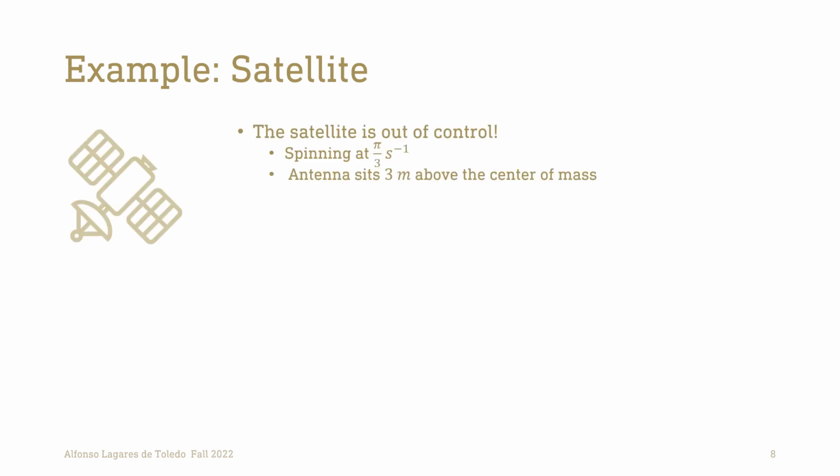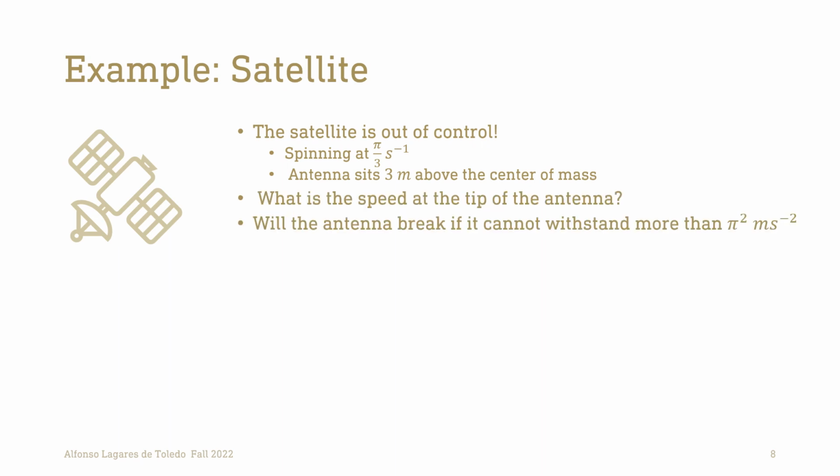Finally, in order to understand how we can apply these concepts to the aerospace field, let's consider the case of a satellite orbiting Earth. This satellite has spun out of control and is spinning at pi over 3 radians per second. Now, this is a communication satellite, so the antenna sits 3 meters above the center of mass. What we want to know is what is the speed at the tip of the antenna, and will the antenna break if it cannot withstand more than pi squared meters per second squared worth of acceleration.